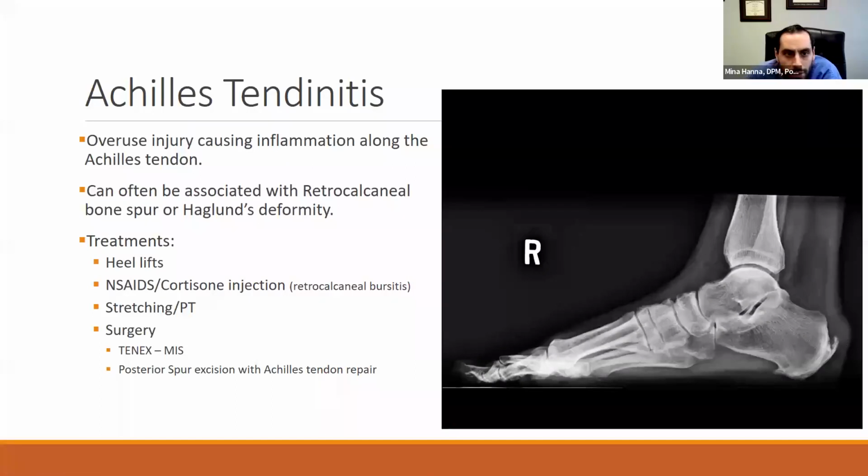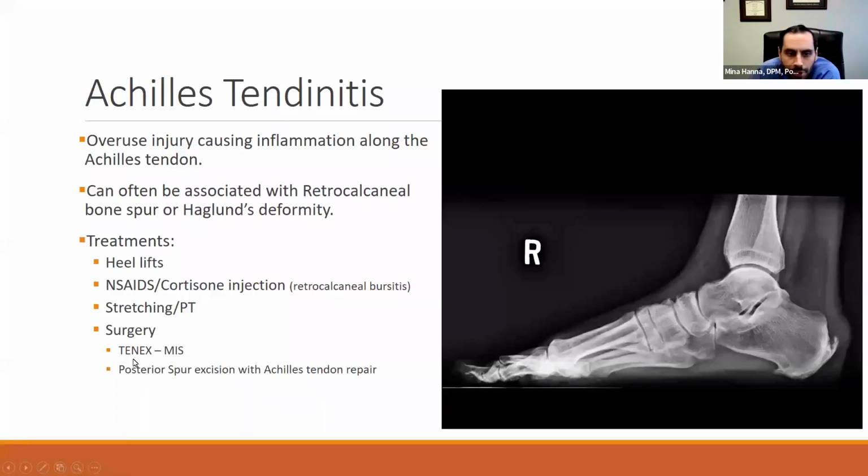So the treatments include heel lifts to take pressure off the Achilles tendon and the bone spur, anti-inflammatory or cortisone injection if it's a retrocalcaneal bursitis, stretching or physical therapy. And if that doesn't work, then surgery is the next option. And so for surgery, there's different techniques that we could use.